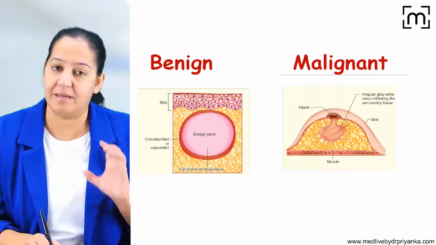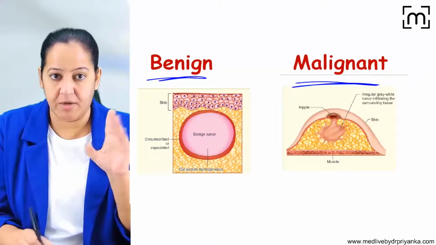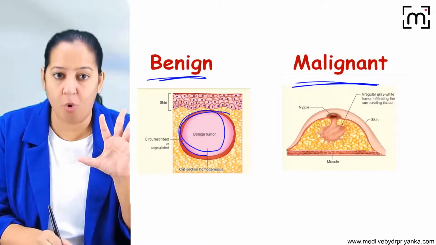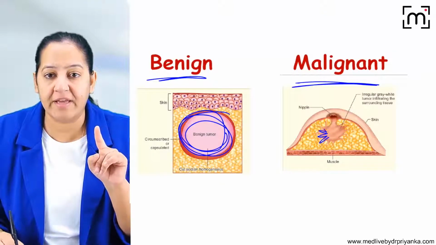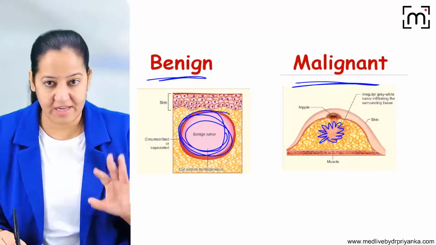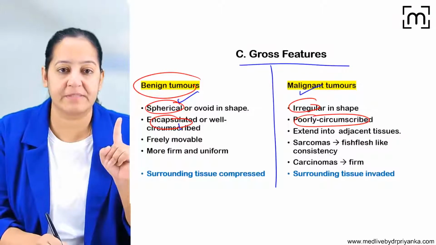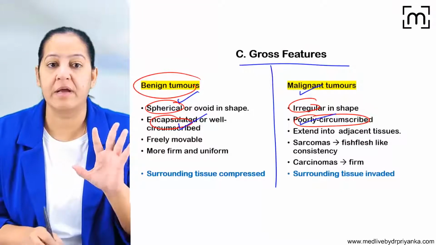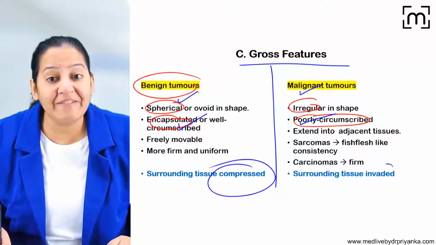So you can see again the same diagram. This is the benign tumor, and this is the malignant tumor. The benign tumors are spherical, oval, well encapsulated. The malignant tumors are irregular in shape. They don't have any capsule and they are fixed. So this is spherical, this is irregular. This is encapsulated, no capsule is there. Now the benign tumor compresses the surrounding tissue and the malignant tumor invades the surrounding tissue.